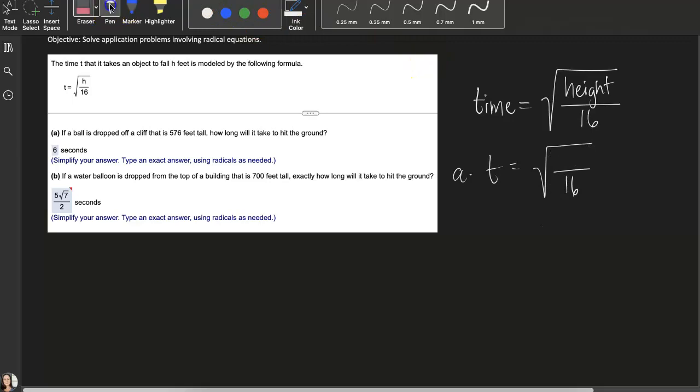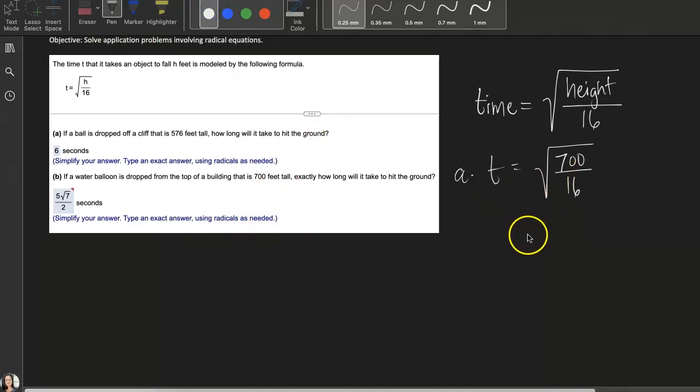So the height has now changed to 700 feet. And notice also in the equation it says exactly how long will it take to hit the ground. You're told to type your exact answer using radicals as needed. So the first thing we do is divide 700 by 16, and you notice that you get some decimal answer. Well, that's not going to exactly be what we need because we need to simplify our answer but not use any decimal approximations or anything like that.